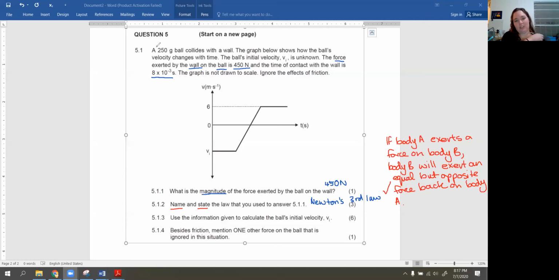If you look at the picture, it does look like VI is negative, and also looks like it's slightly below where 6 would be. But remember, these are not drawn to scale, so you can't actually assume that. But usually they wouldn't draw it like that and then suddenly the value is smaller than 6. All right.